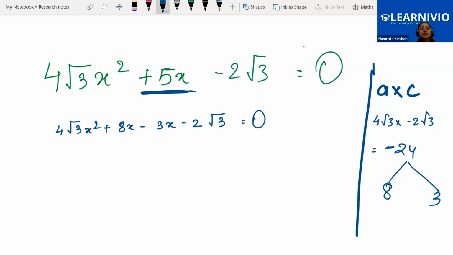Now we will think about taking common factor from the first two terms. Can you tell me what is common factor which we can take out from the first two terms? 4x. Remaining will be root 3x plus 2. Perfect. Now what is common factor from the next two terms?